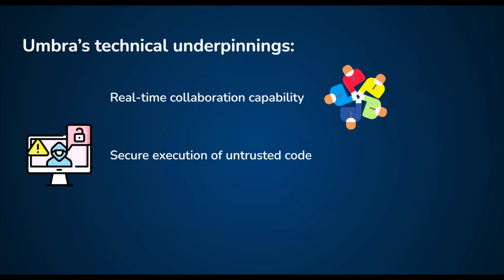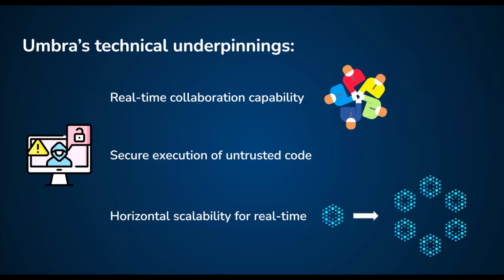Next, we prioritize security in code execution. Umbra utilizes containerization to safely run the code our users input. This technology acts as a strong barrier, significantly lowering the risk of security threats from user-submitted code. Finally, scalability. Umbra is built to scale smoothly with a distributed backend system. This means that as more users join in, Umbra keeps up, maintaining its quick performance and low latency without a hitch.